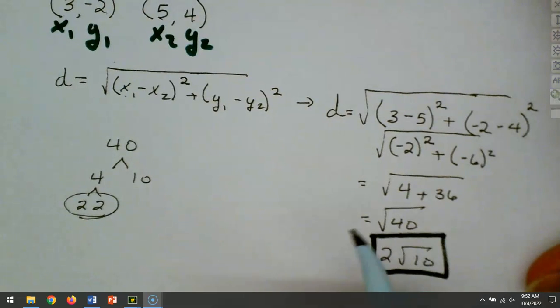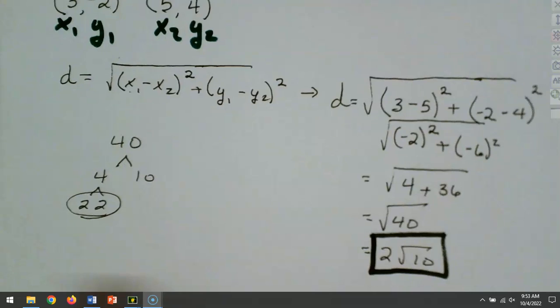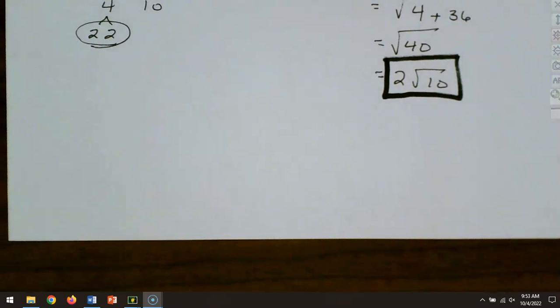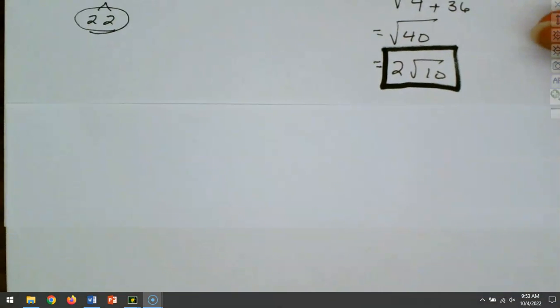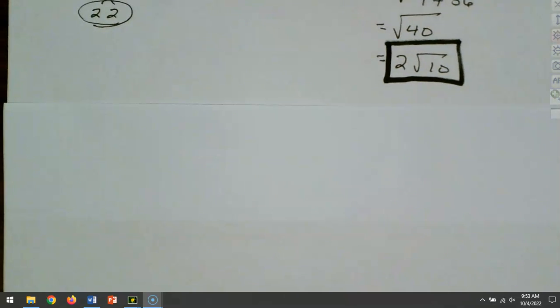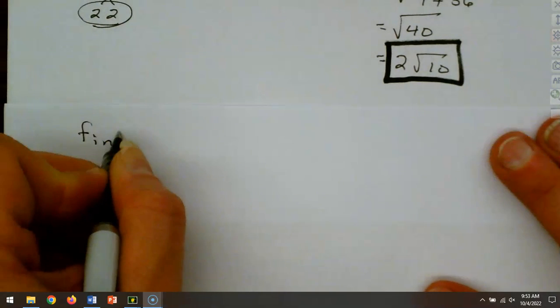I don't want a decimal. I want it to be left as a radical there. Is everyone okay with what I did there? Just watch out for the signs. Be very, very careful with those negatives. When you square a negative, it becomes a positive. One more of these, and we'll move on to the next section. 2.1 is not much to it. It's a very, very small section, and there's not much at all. So let's do one more. Okay, let's find the distance.